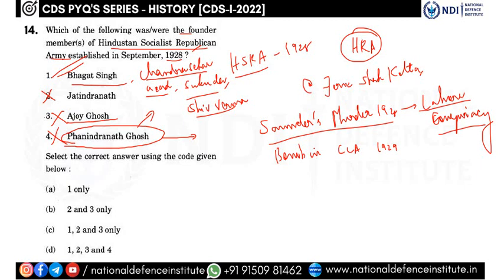Later, he was killed by another person. So he has no connection with respect to HSRA. So except for Bhagat Singh, these 2 are members but not founders, and 4 is not even a member. So the answer is 1 only. Bhagat Singh, A, 1 only.